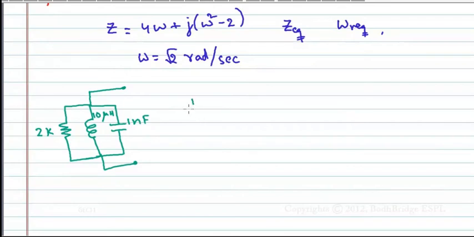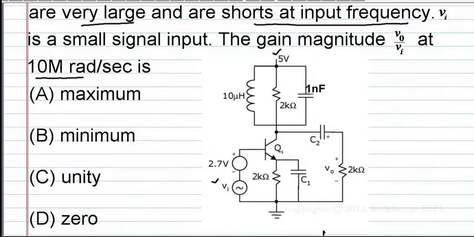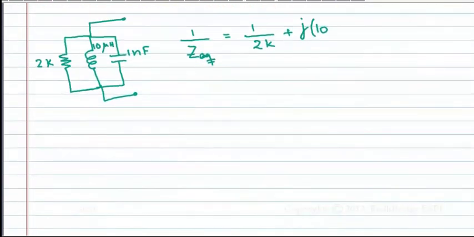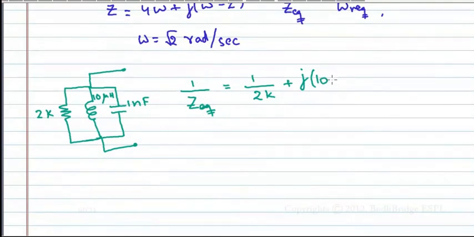Z equivalent is what? 1 by Z equivalent equals, since these are parallel, 1 by R, that is 1 by 2K, plus 1 by J omega L. Omega is given as 10. No, I am just calculating at this point. He has given 10 mega radian per second. At that frequency only I am calculating it. 10 mega radian per second is 10 into 10 power 6 into J omega L. L is 10 into 10 power minus 6 micro. Plus J omega C.